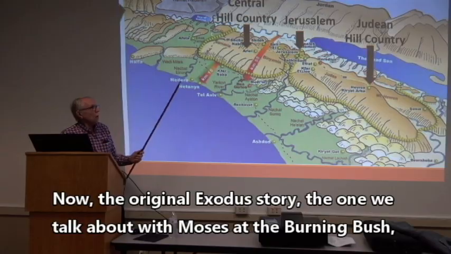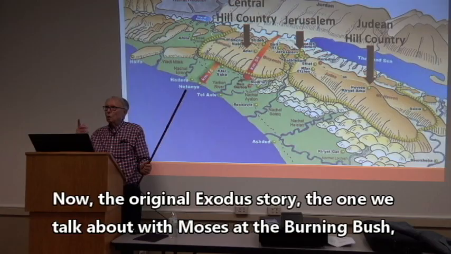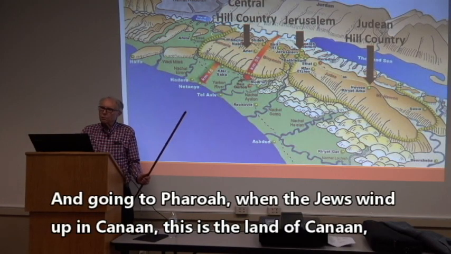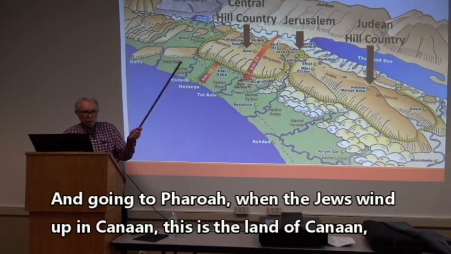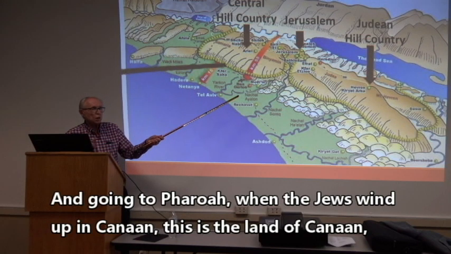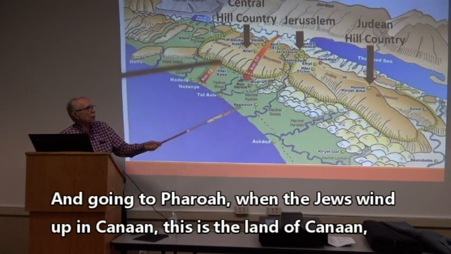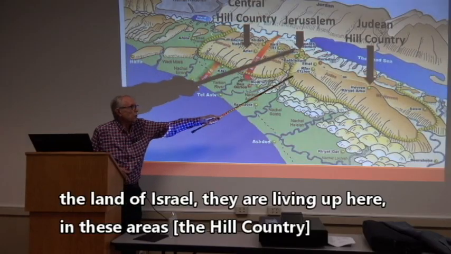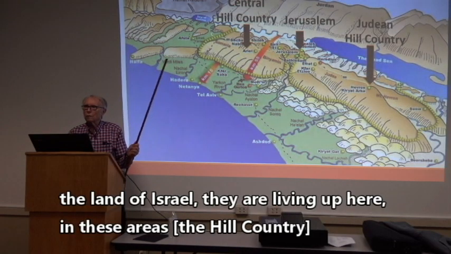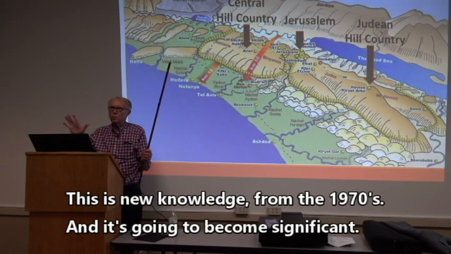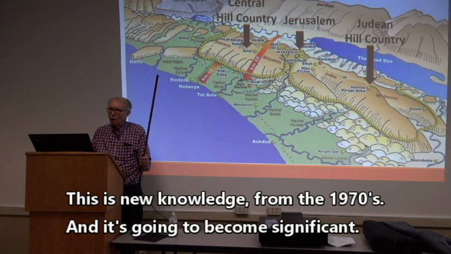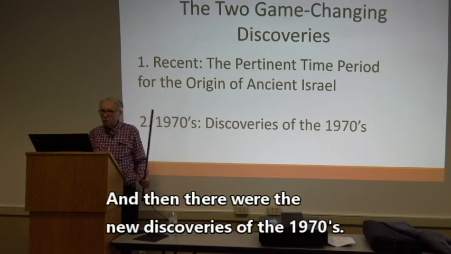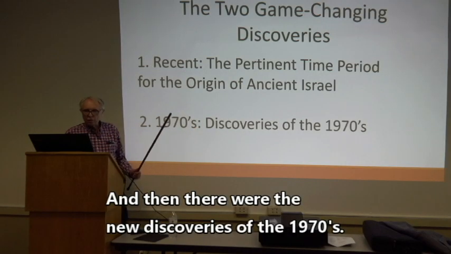Now, the original Exodus story, the one we talk about, with Moses at the burning bush and going to Pharaoh, when the Jews wind up in Canaan, this is the land of Canaan, land of Israel, they are living up here in these areas. This is new knowledge from the 1970s, and it's going to become significant. And then there were the new discoveries of the 1970s.